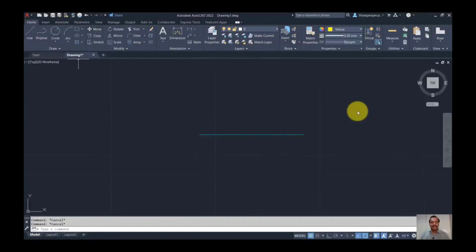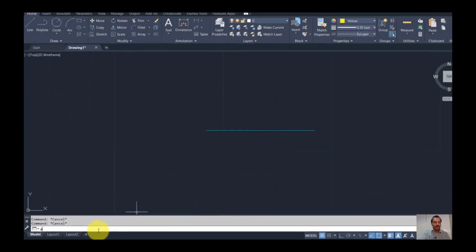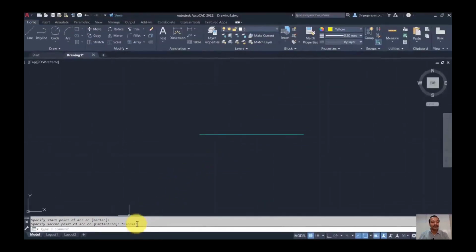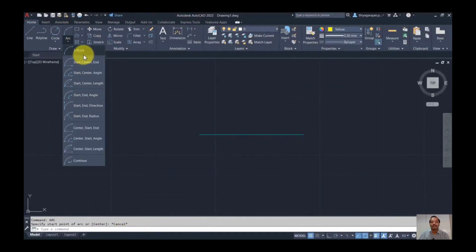To understand the arc methods easily, I have drawn a line of length 50 mm. I'm going to type arc. Once I type arc, plenty of options will come, such as start or center point. Once I choose the start point, the options come one by one. Instead of going this way, let me go to the menu bar or the ribbon, so that we can easily understand which method we are going to draw.